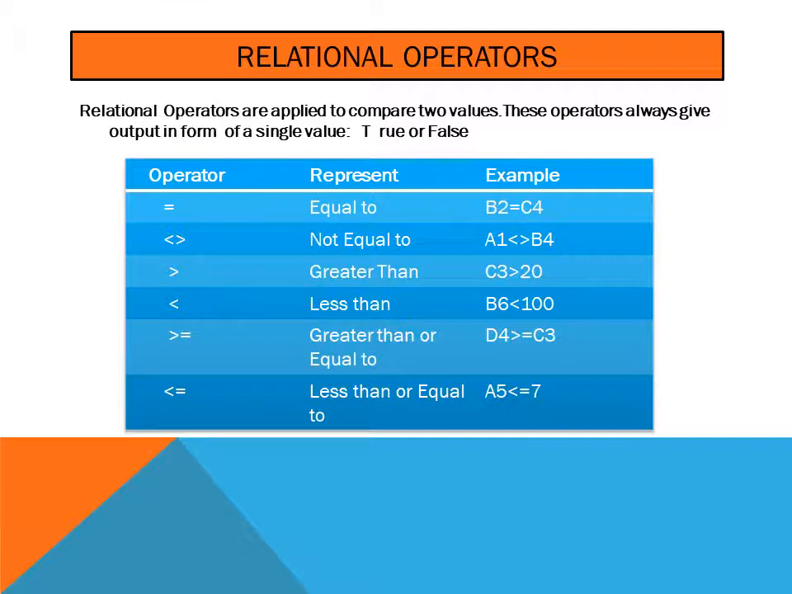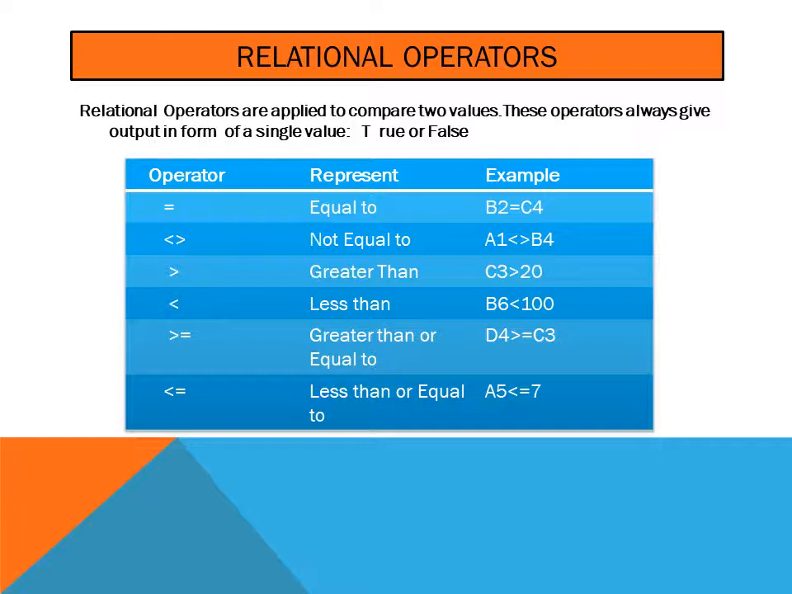Similarly, we have the not equal to sign. Two angle brackets, right? That stand for not equal to. A1 is not equal to B4. Again, depending on the condition, it is going to compare the two values, that is A1 and B4, and it is going to give the result to us.